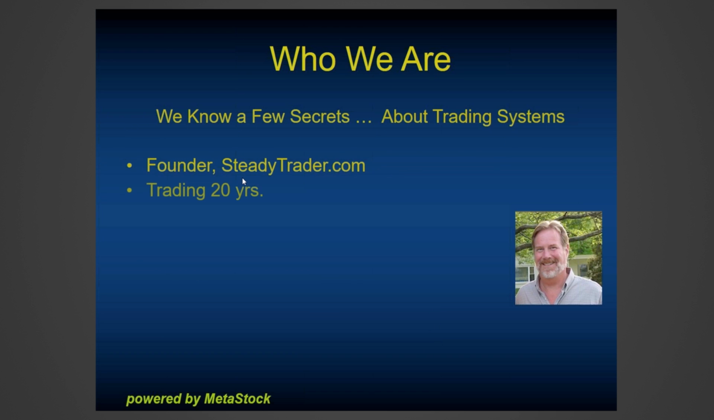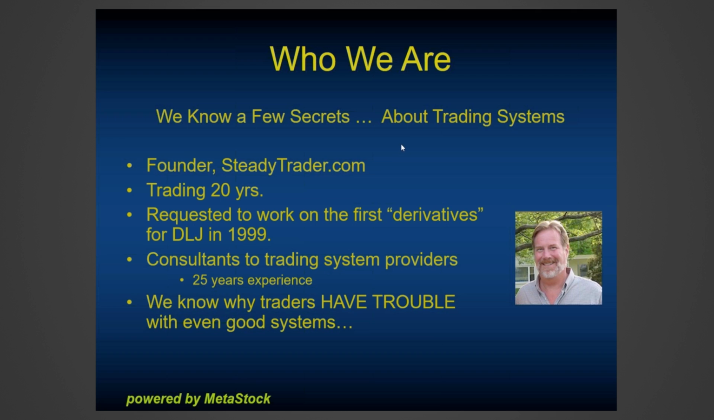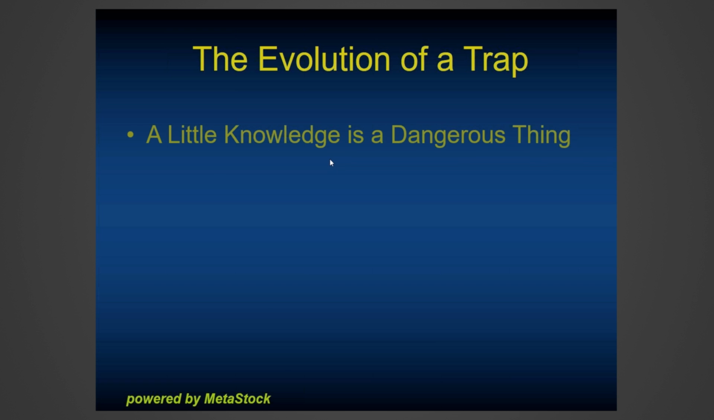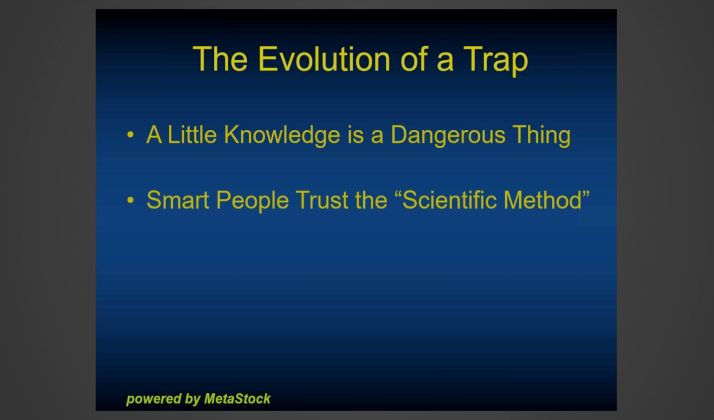So again, I think we just talked about what I've been doing, so we can skip that over. Let's talk about the trap. They always say a little knowledge is a dangerous thing. And where we start is that smart people who get involved in trading with database tools like MetaStock or any quantitative trading systems tend to trust what they understand to be the scientific method, which is that lots of replicated results can be trusted.